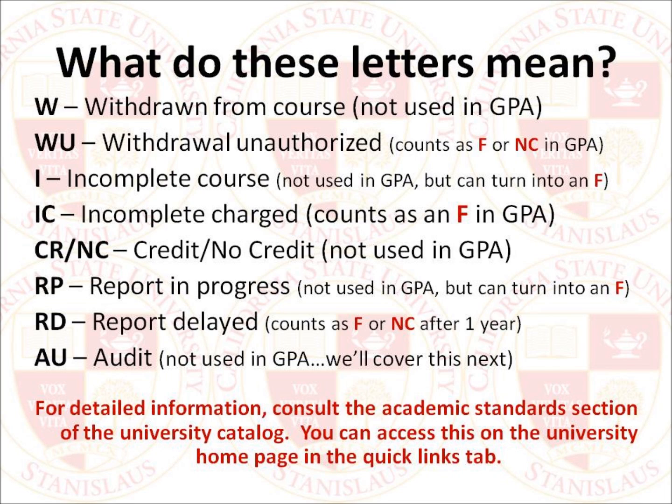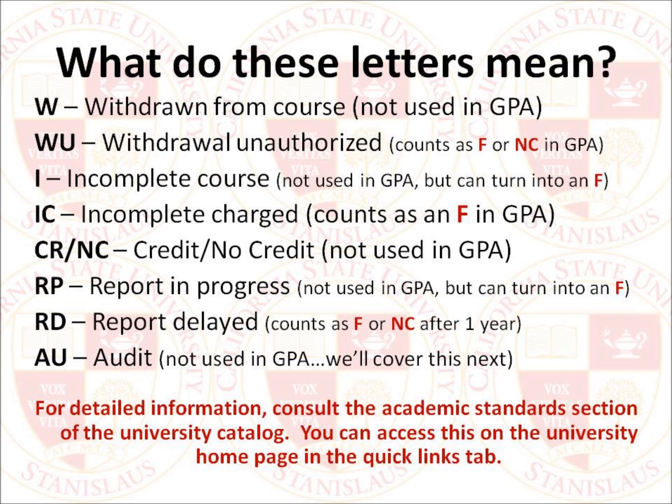Students can elect to take a class credit, no credit. If you receive a C- or better in the course, this will appear on your transcript as a credit. If you receive a D+ or lower, this will appear on your transcript as a no credit. Credit and no credit are both not factored into your GPA.